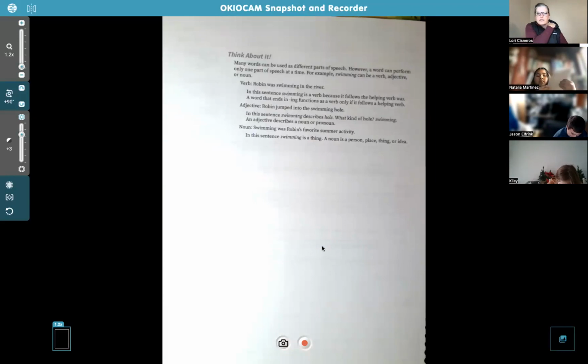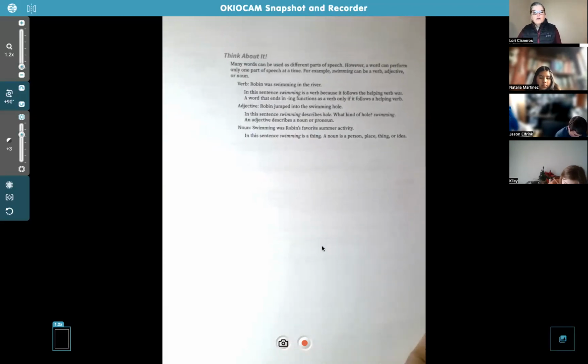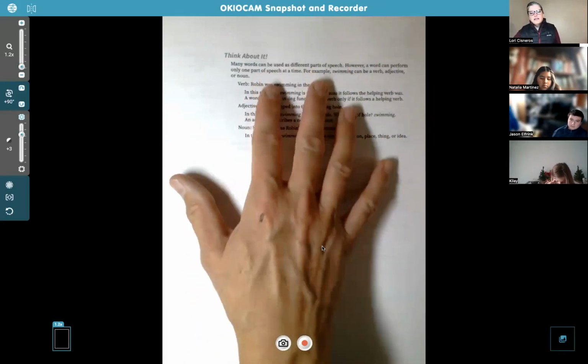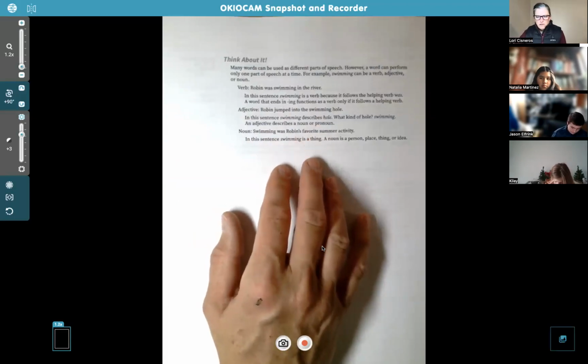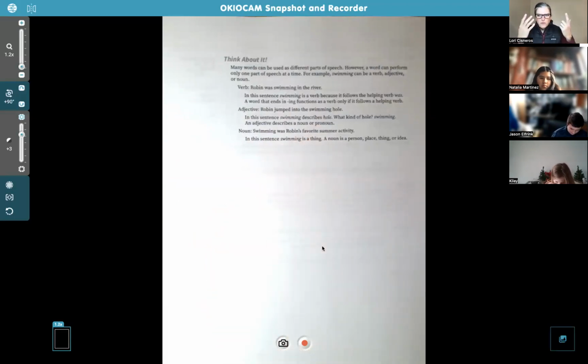We've talked about these before. Some words can be used as different parts of speech. They're the same word, but it depends on how it is in the sentence that tells you what kind of part of speech it is. This is showing the example with the word swimming. We know right away when we hear the word swimming, we think of verb, right? Because it's an action, what you're doing in the water. But did you know that it could be an adjective or it even could be a noun?